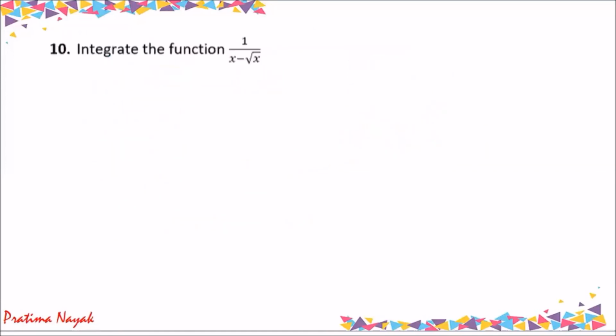Question number 10. Integrate the function 1 by x minus under root x. So this seems to be very complicated. No function is free. What's there? We can make it free. I can take something common from the denominator, isn't it? What is the factor here? Root x, under root x. So what will be left here? Under root x. What will be left here?